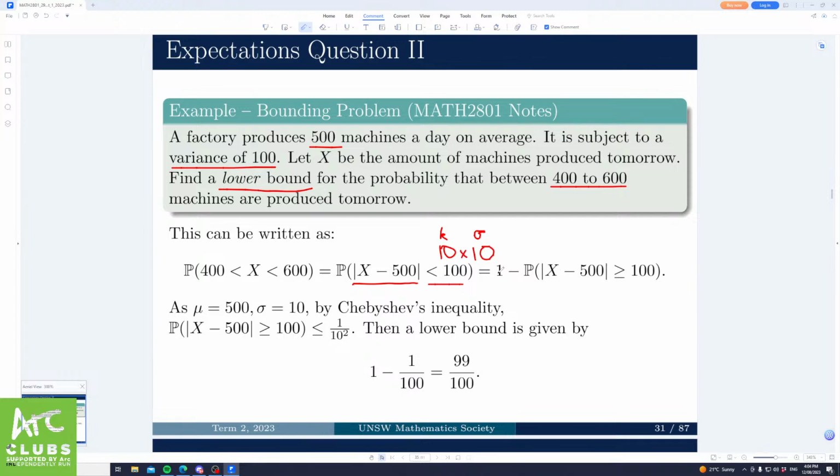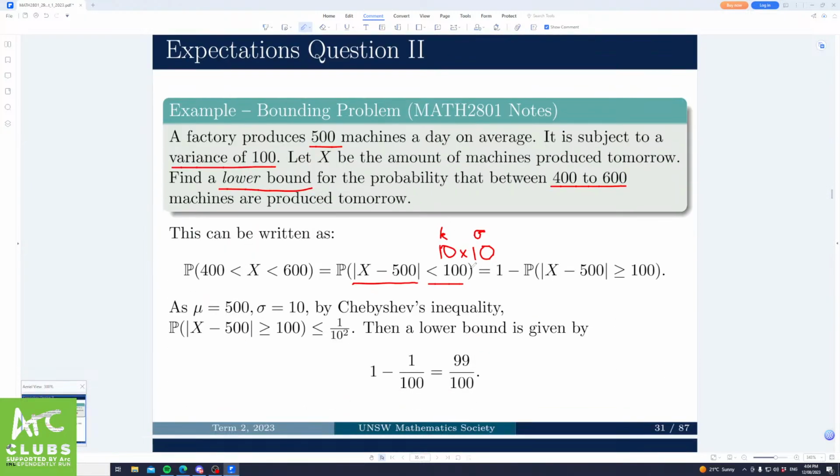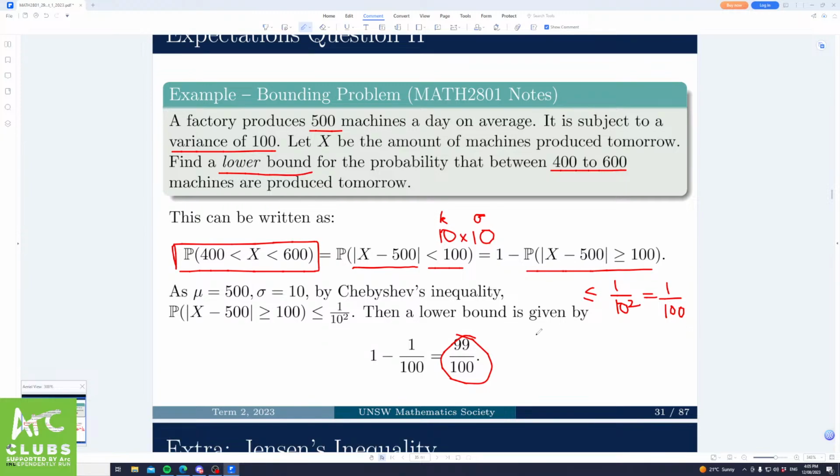And it tells us that this probability is less than or equal to 1 on k squared, where the k is 10. So the probability of this is less than or equal to 1 on 10 squared, which is 1 on 100. And so a lower bound for our probability is going to be 1 minus 1/100. It's going to be 99 on 100. Sorry if that was a bit rushed, but hopefully it's not too complicated.